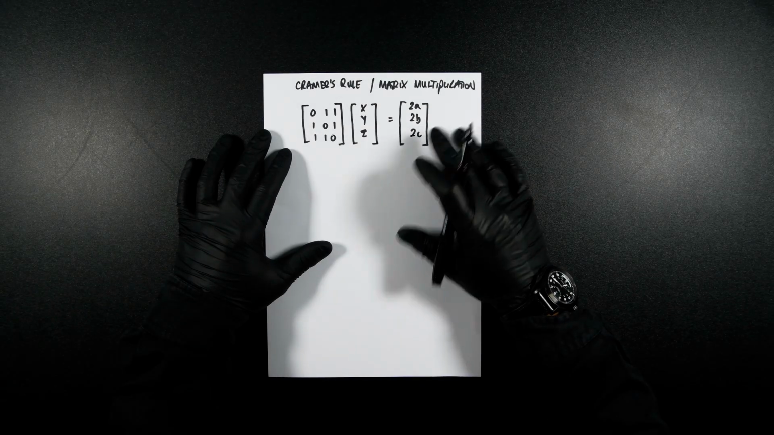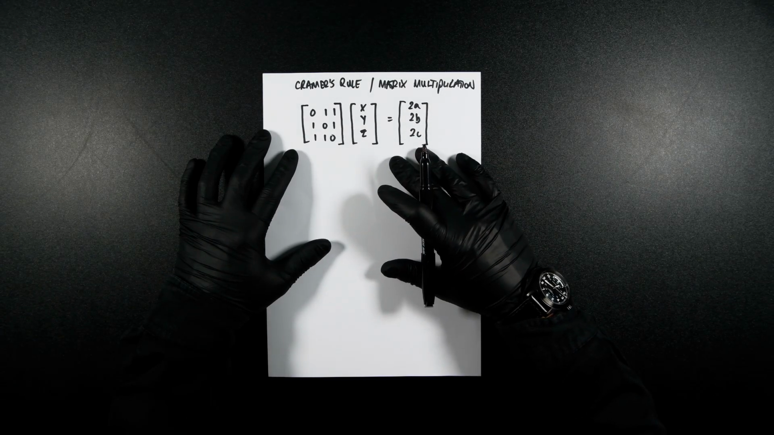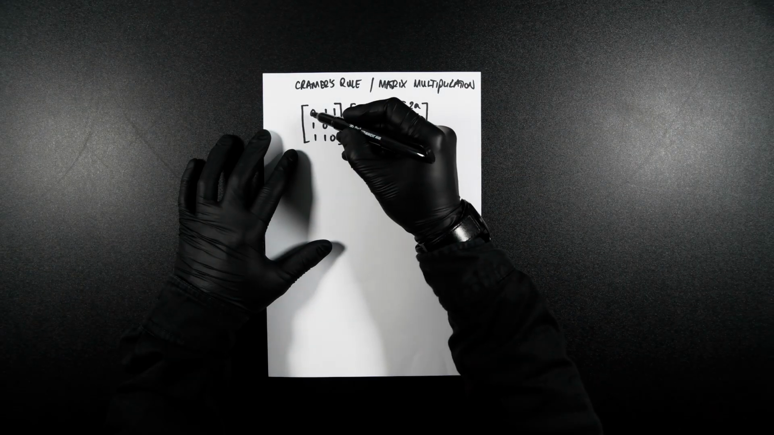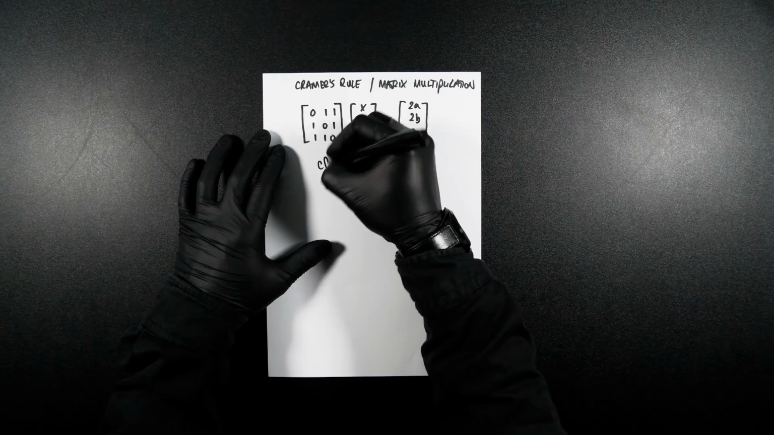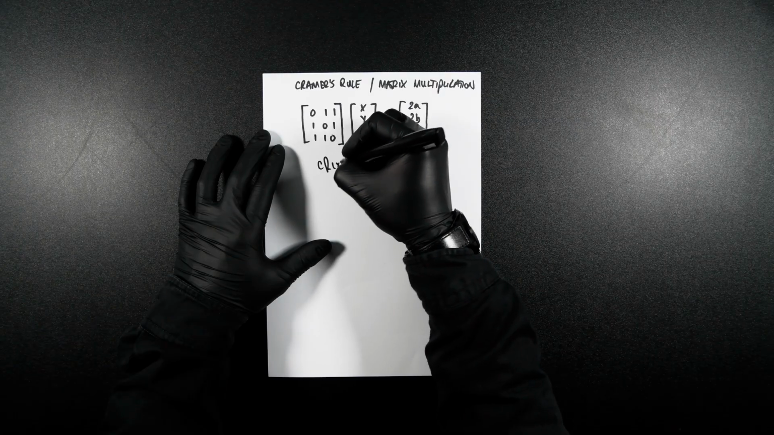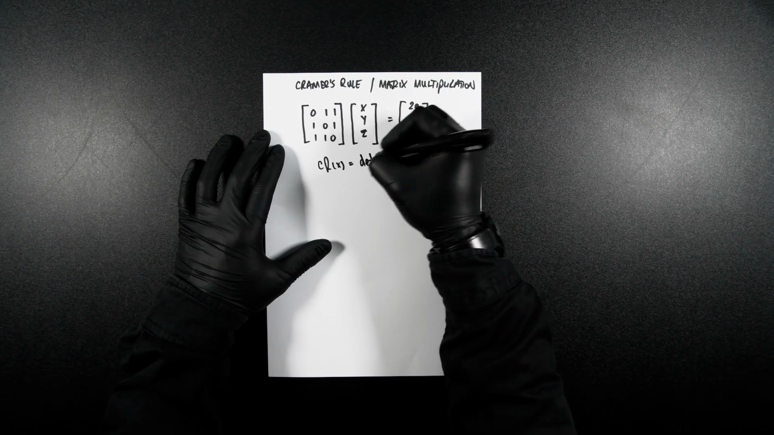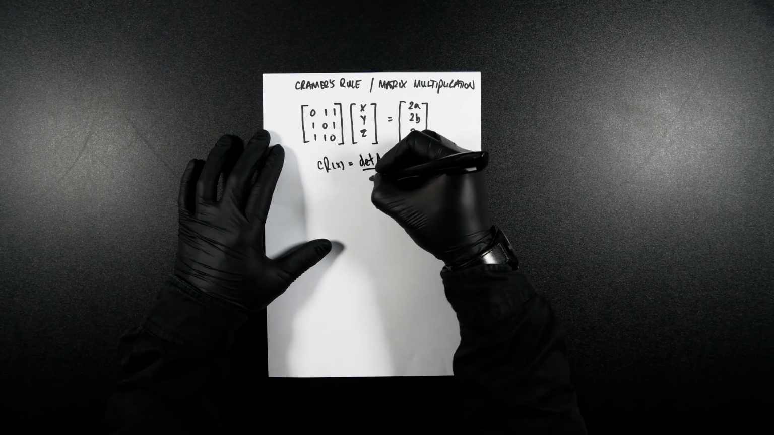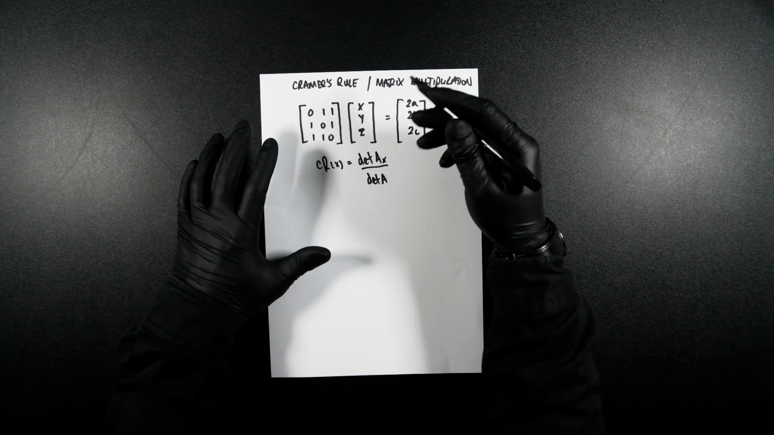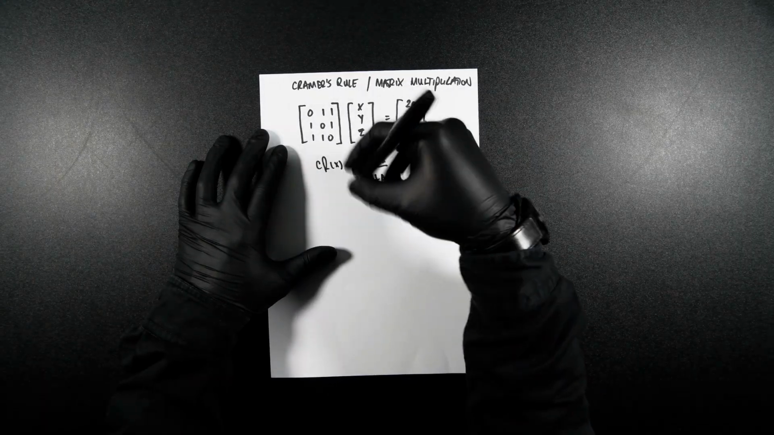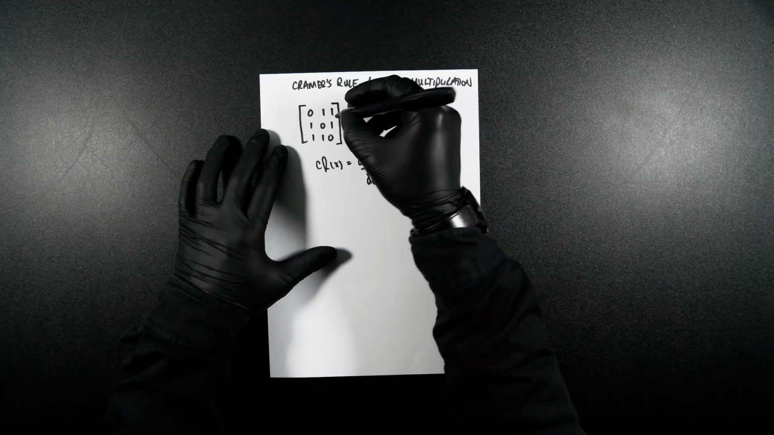We're going to use Cramer's rule for this little matrix multiplication. You would have sometimes seen that you will expand it out by multiplying these across, but Cramer's rule is a bit different. So Cramer's rule for, let's say, x is going to be the determinant of Ax divided by the determinant of A.